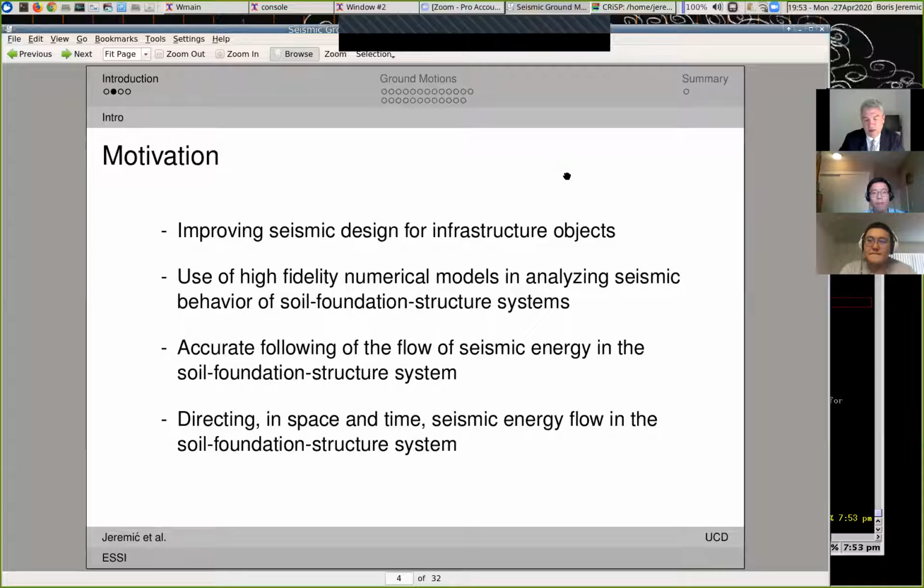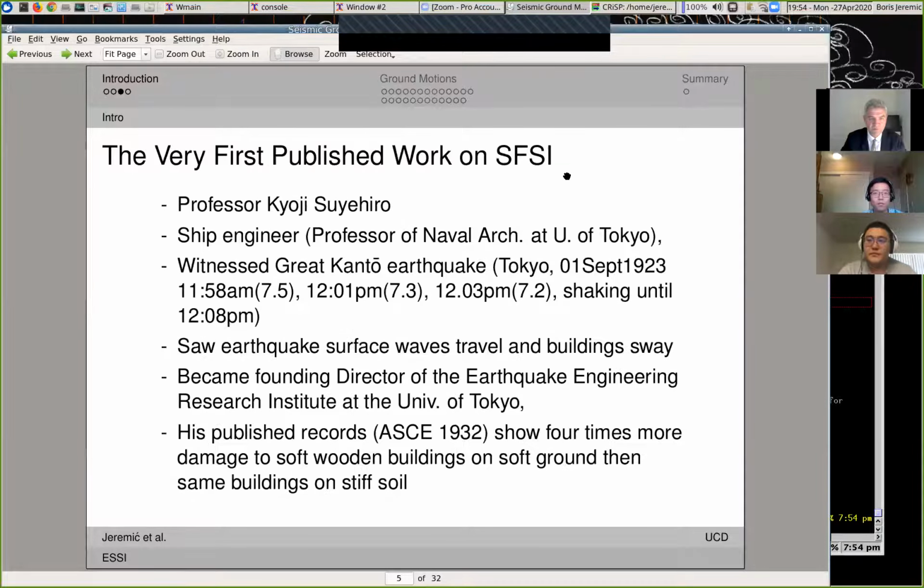infrastructure objects. And to be able to do that, we would love to use high fidelity numerical models to analyze seismic behavior of soil foundation structure systems during earthquakes. We would like to be able to follow seismic energy as it propagates through soil and the interface zone and foundations and the structure. And by changing shapes and changing materials, maybe direct in space and time the flow of seismic energy so that we make those systems safe and economical, of course.